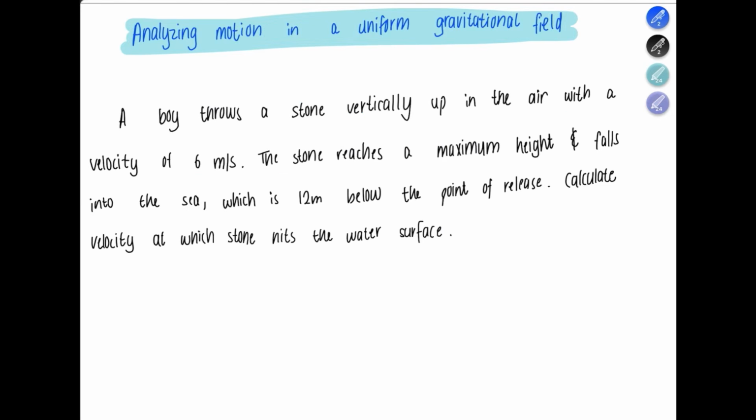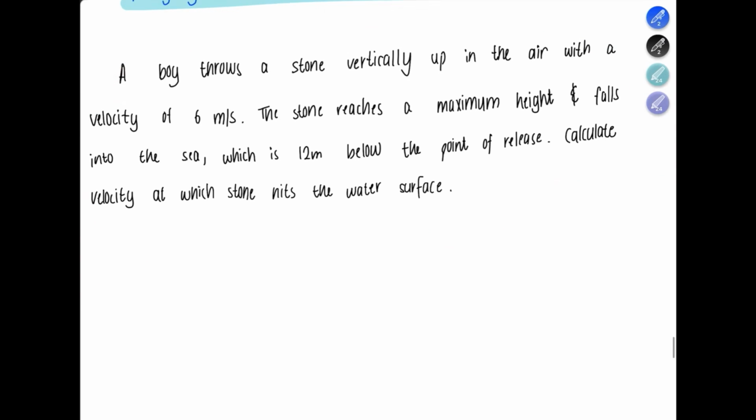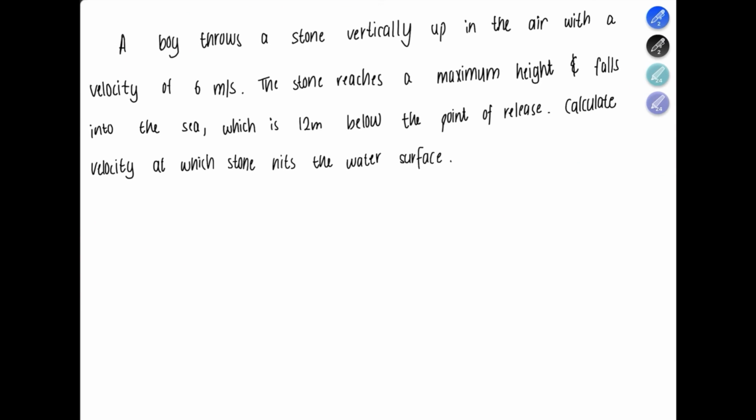Now we have to analyze motion in a uniform gravitational field. So what is happening to displacement or velocity under the force of gravity? To do that, let's solve this problem, and it will help you to have an idea of what's going on. So it says that a boy throws a stone vertically up in the air with a velocity of 6 meter per second. So the initial velocity is 6 meter per second. This is the initial velocity.